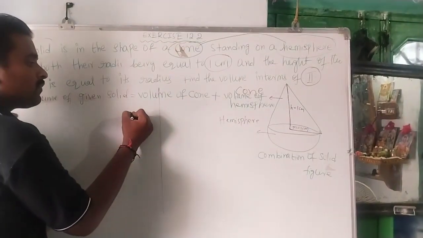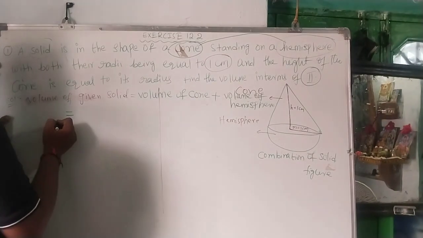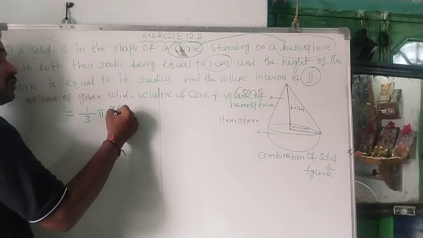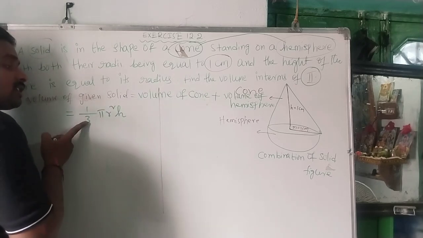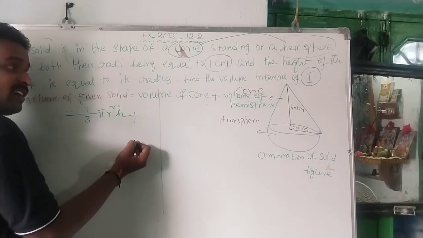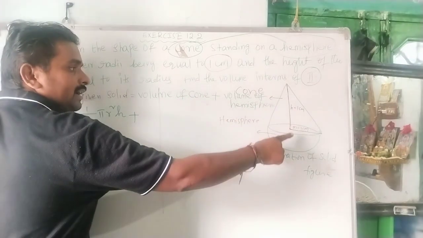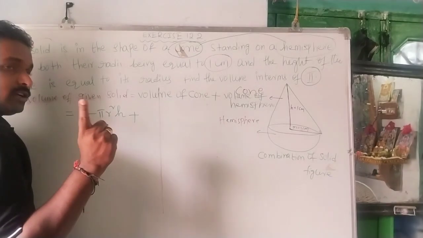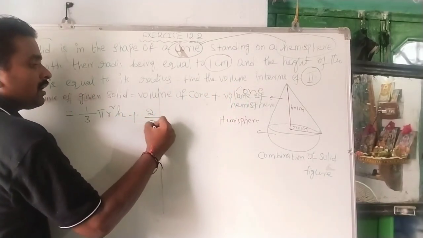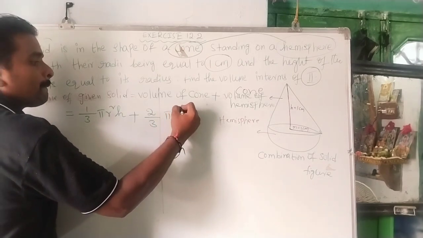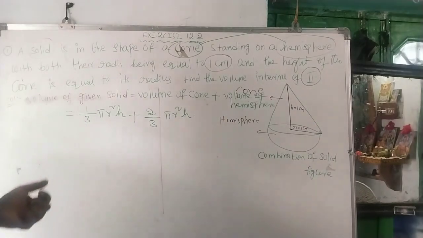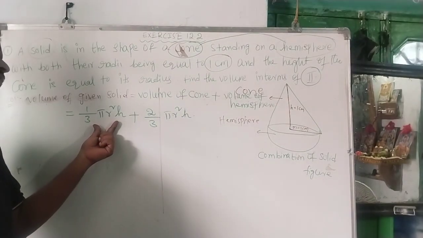So what is the volume of cone formula, Amma? Very simple. Volume of cone formula is 1/3 pi r square h. Next write plus. Why? Because we have to add the volume of cone and the volume of hemisphere. Did you understand? Next, the volume of hemisphere formula. What is the volume of hemisphere formula? 2/3. So volume of cone formula is 1/3 pi r square h.